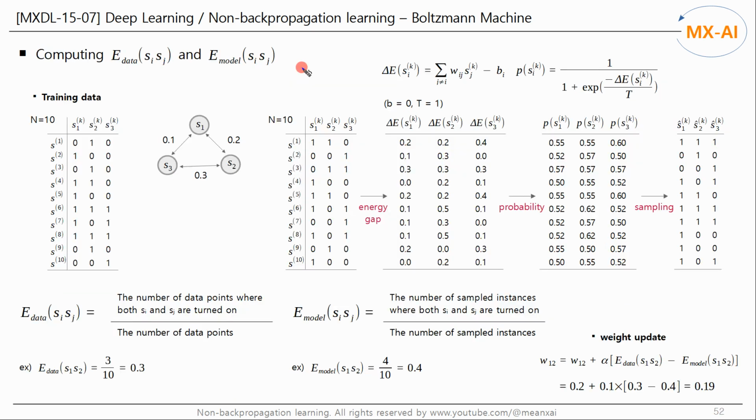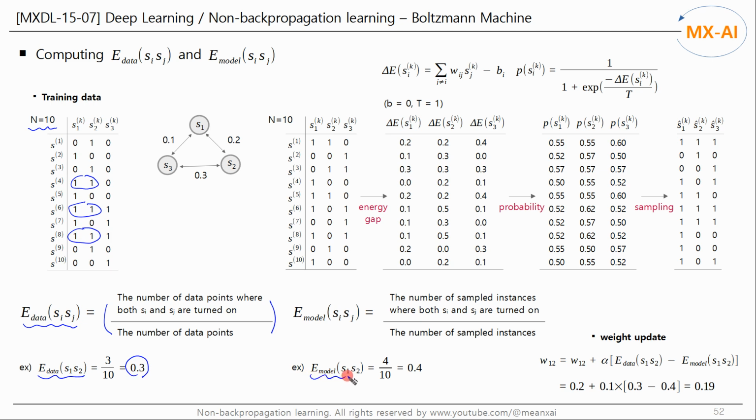Next, let's look at how to calculate E_data[S_i S_j] and E_model[S_i S_j]. Let's say we have 10 training data points as follows. First, E_data[S_i S_j] can be simply obtained as follows. For example, let's compute E_data[S_1 S_2]. Out of a total of 10 data points, there are 3 cases where both S_1 and S_2 are 1. Therefore, E_data[S_1 S_2] is 0.3.